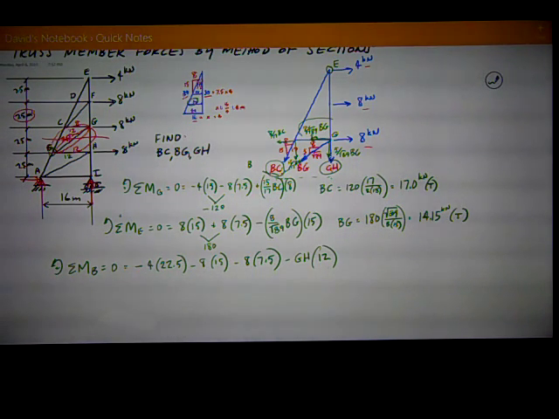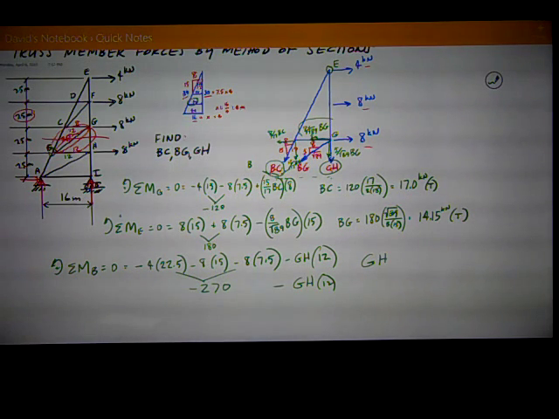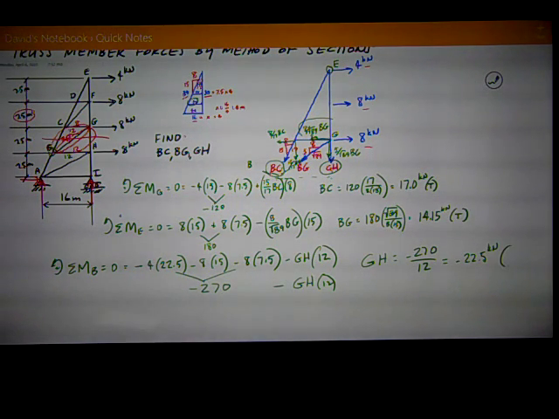Do all the math, combine all 3 of these known forces, and I get negative 270 minus GH times 12. Therefore, GH is going to be negative. GH equals negative 270 divided by 12, which is equal to negative 22.5 kilonewtons. The negative means it's the opposite of what I assumed. It's compression. So that's the solution.